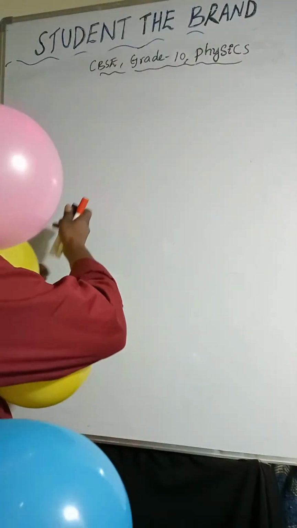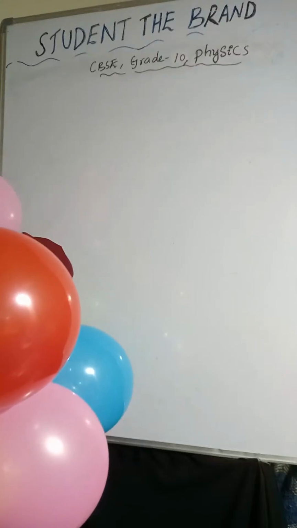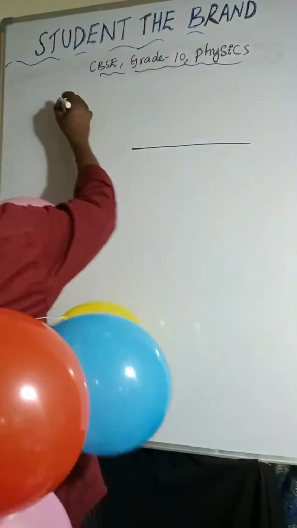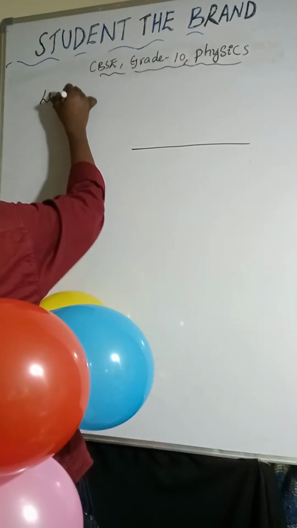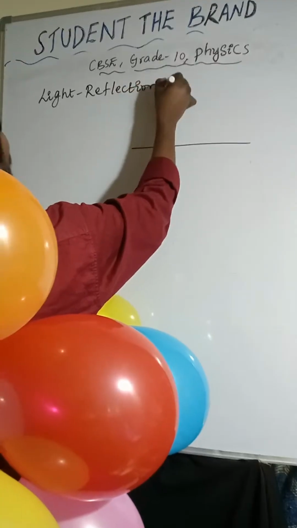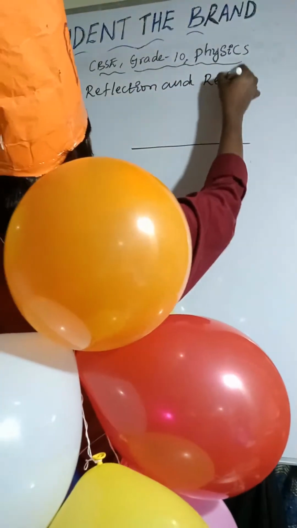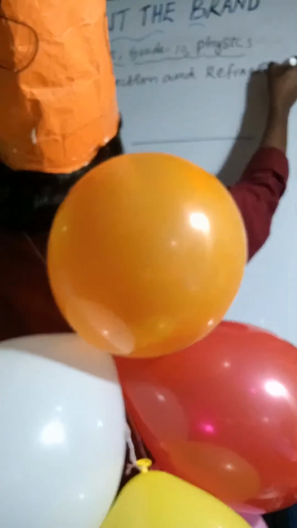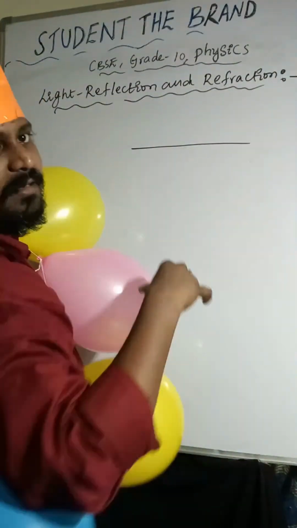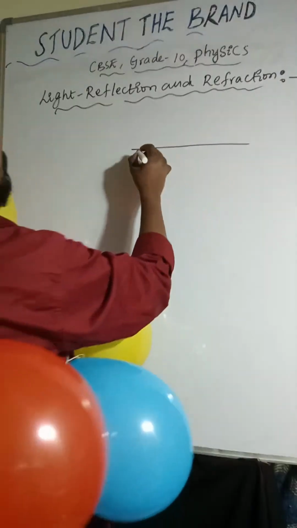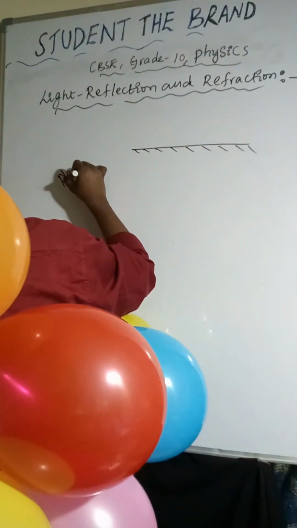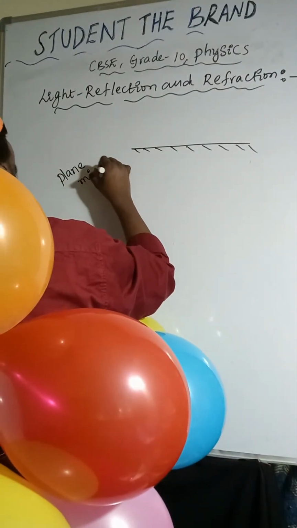So here, when light is incident on a surface, I am considering a plane surface. Light reflection and refraction. This is the plane surface, a plane mirror I'm taking.